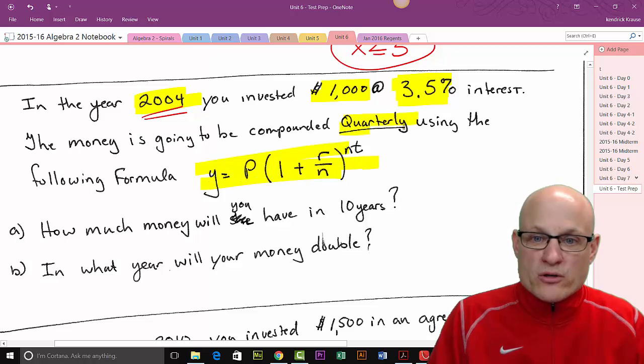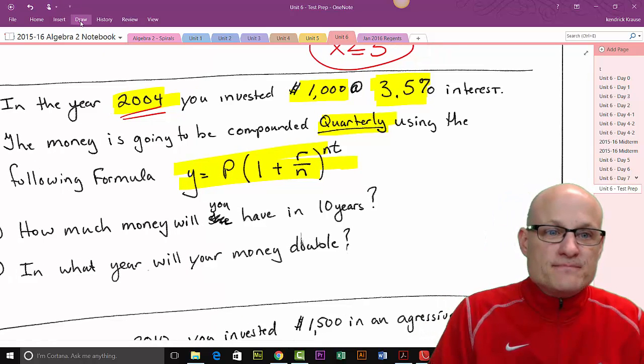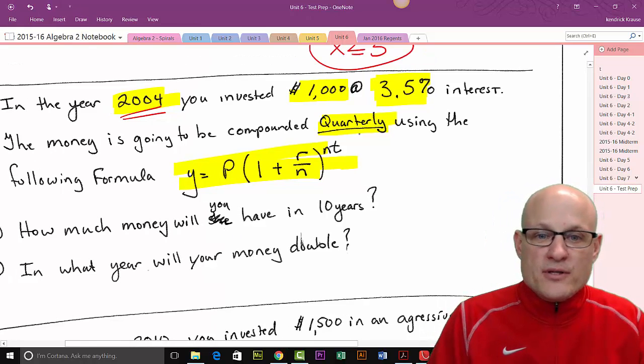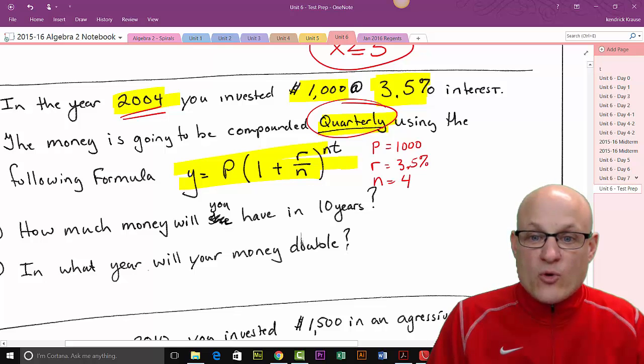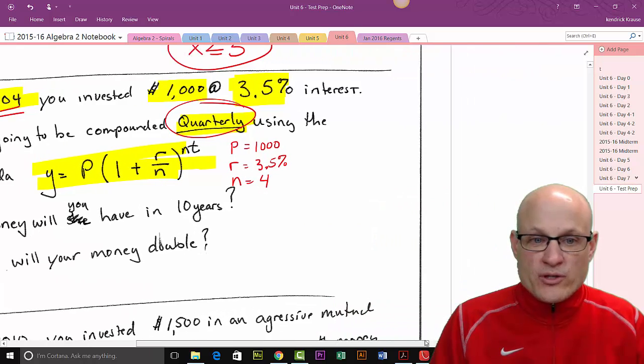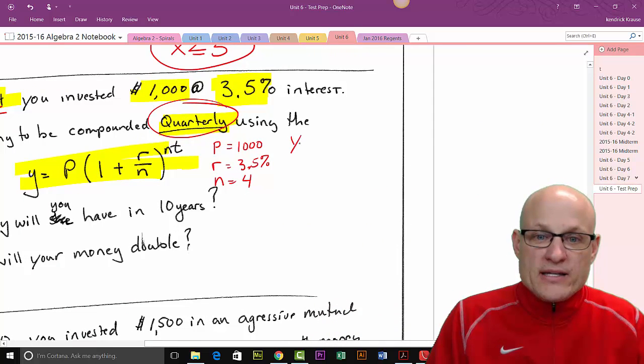All right. So let's see what we got. We got our initial amount P equal to 1,000. Our R equal to 3.5%. We'll talk about that in a second. And our N, because it's quarterly, is equal to 4. So we're going to use our formula. Y equals 1,000 times 1 plus.